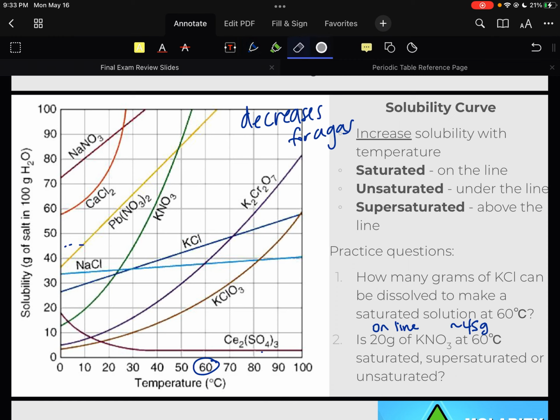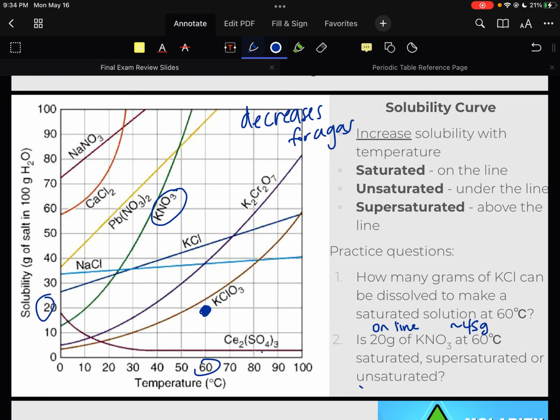Okay. For number 2, we have 20 grams of potassium nitrate, so I have to find potassium nitrate at 60 degrees. So I just find where those 2 points intersect. And it's asking if it's saturated, supersaturated, or unsaturated. So remember, for a saturated solution, we are right on the line. That's telling us the exact amount that it can dissolve. Supersaturated means that we've forced it to dissolve more, usually by increasing the temperature and then cooling it back down.